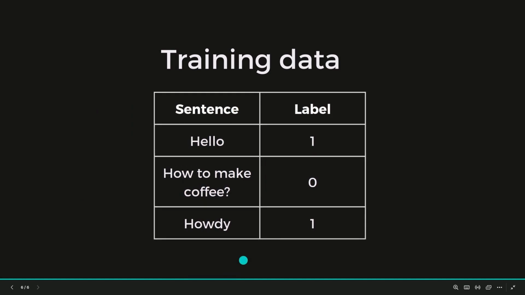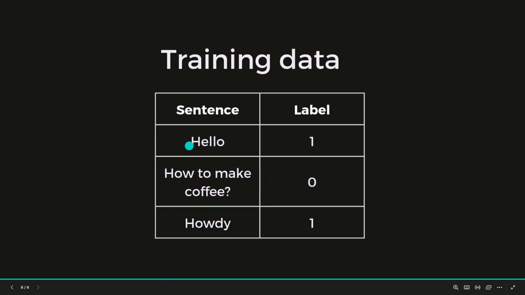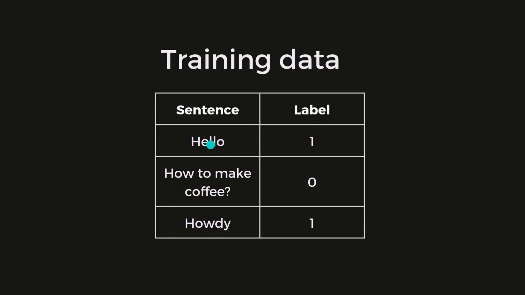So this is how our training data should look like. We'll have sentence and label as the columns, and the sentence will have the actual sentences: hello, how to make coffee, howdy, and all. The label will have one representing it is a greeting, zero representing it is not a greeting.